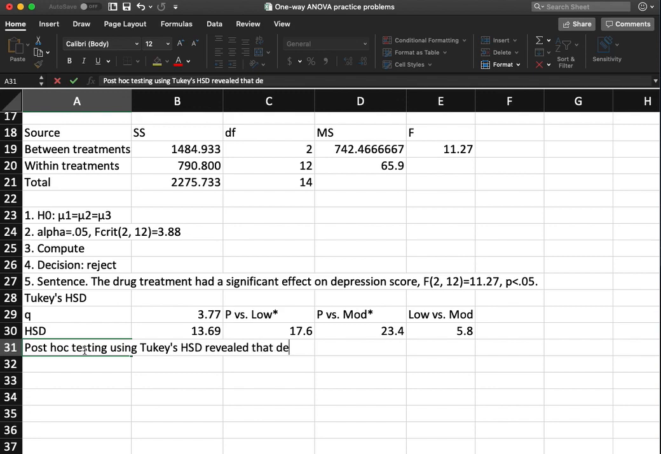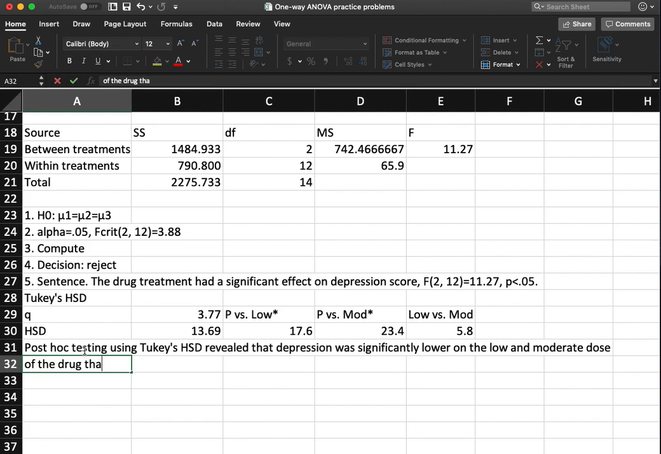That depression was significantly lower on the low and moderate dose of the drug than on placebo. And we're just going to report HSD equals 13.69 and P is less than 0.05. How do we know it's less than 0.05? Because that's the level of significance that we used in the Q table. And that is it for problem 1.